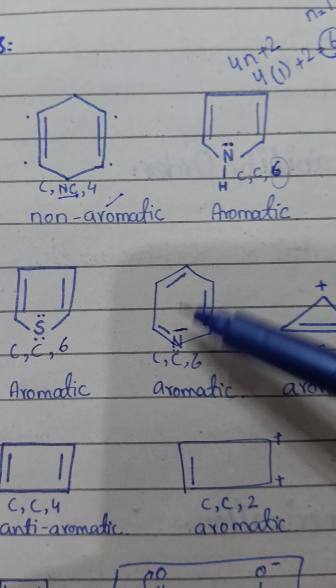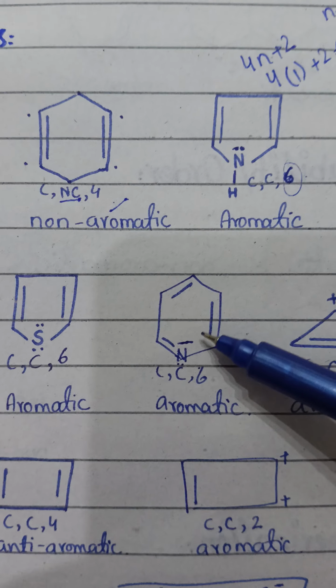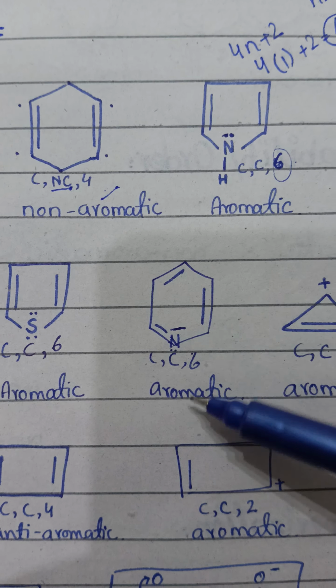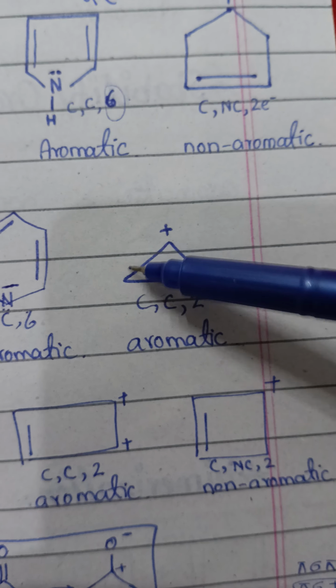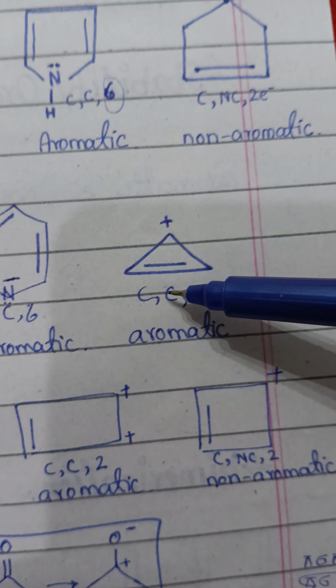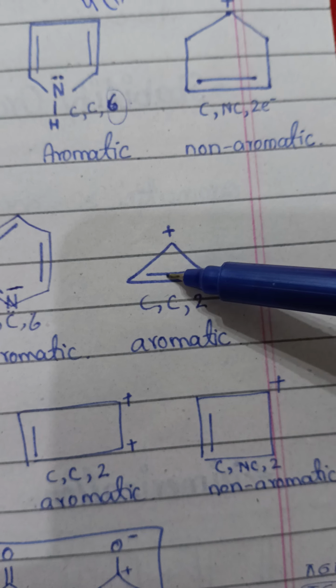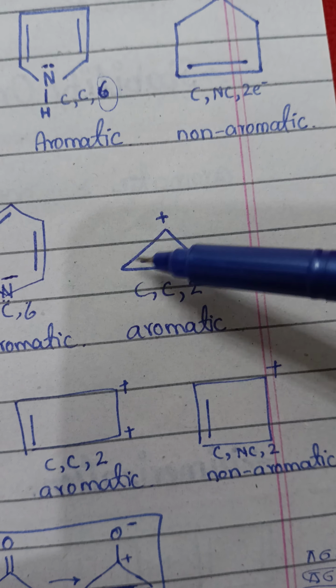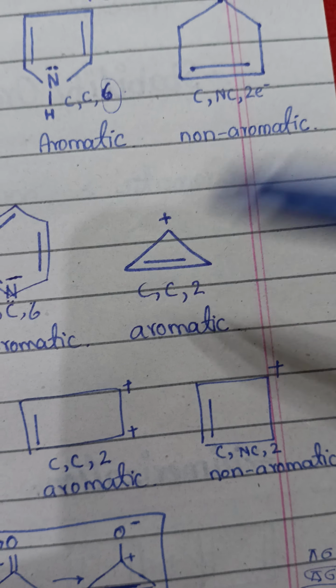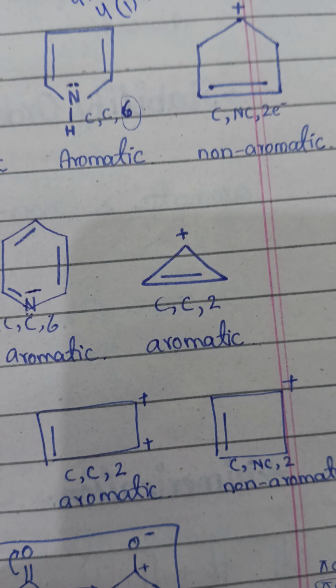So therefore it is conjugated, but the number of pi electrons is only 6, so therefore it is aromatic. Now we have this structure. In this structure this is cyclic, and it is conjugated because it has pi, sigma, positive charge, sigma, pi. So therefore it is conjugated, and it has only two electrons.